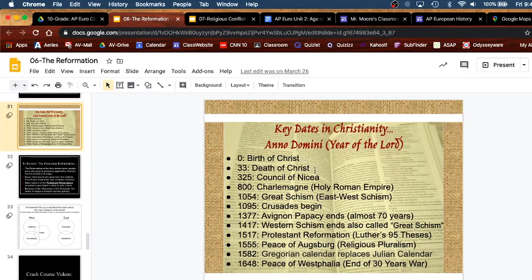Then, of course, there's the death of Christ, and that, of course, is celebrated around Easter time. That coincides with the Jewish Passover always. So the date of Christmas never changes, but the date of Easter always changes because it's based on a different calendar than the Christian calendar. It's based off the Jewish calendar. It always follows with Passover, and that's a lunar calendar, not a solar calendar.